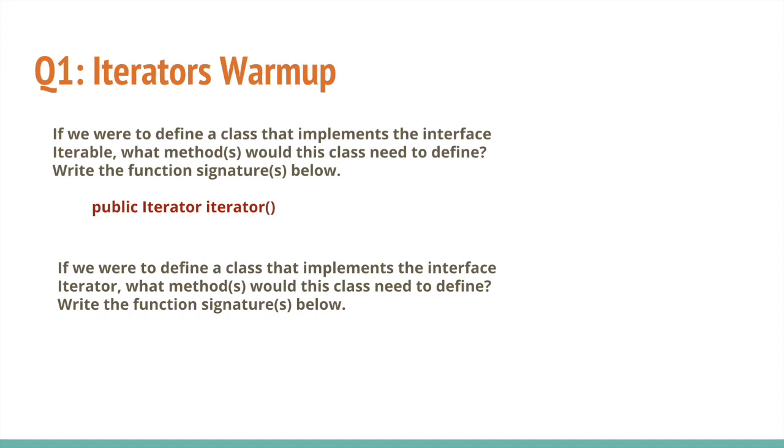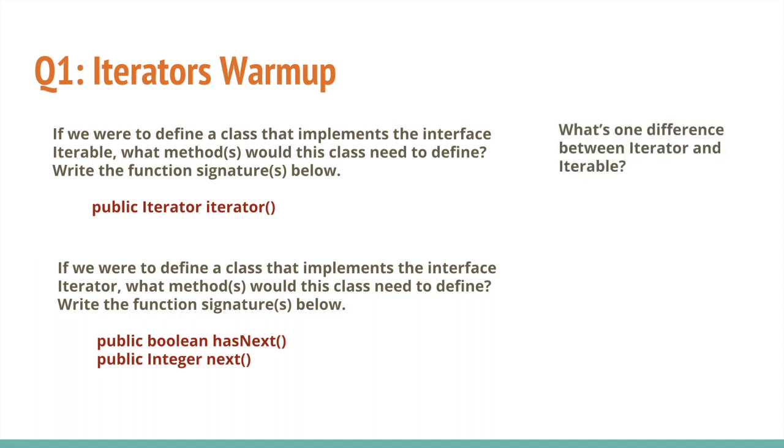The class that defines this iterator object would need to implement the iterator interface, and as a result would need to define the hasNext and next methods. So next would return the next element in the iterator, and hasNext would return a boolean. True if there is another element to return if we were to call the next method, and false if there are no more elements left.